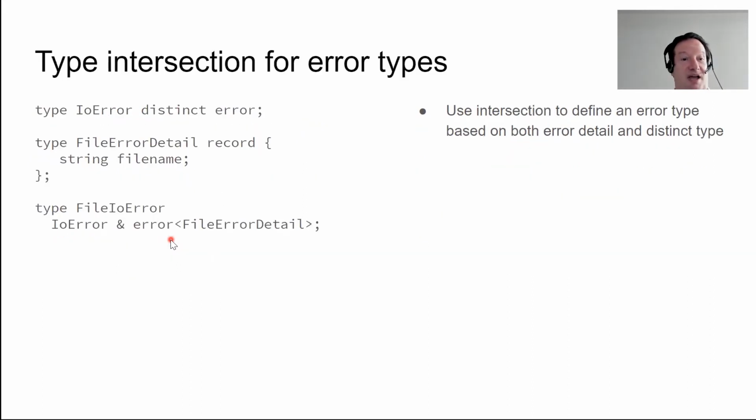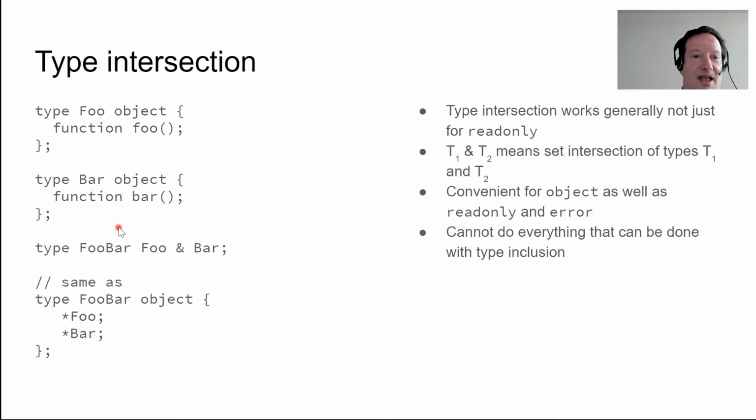Well, the answer is you can use type intersection again. So if I've got a distinct error type IO error, and I've got a detail record, so maybe I want to give the name of a file name, I can constrain an error both by saying it belongs to this distinct error type and has this error detail record by using the intersection operator again, just like we saw with read-only. And in fact, type intersection is a fairly general feature that you can use with a bunch of things.